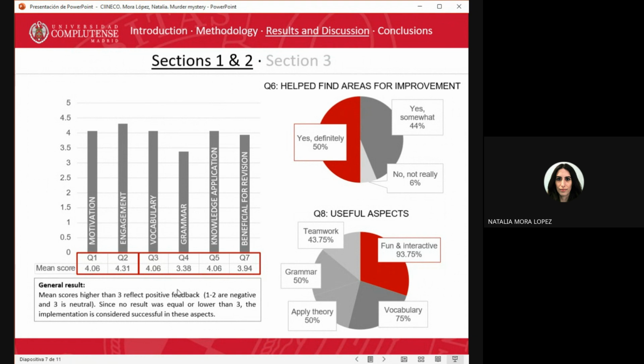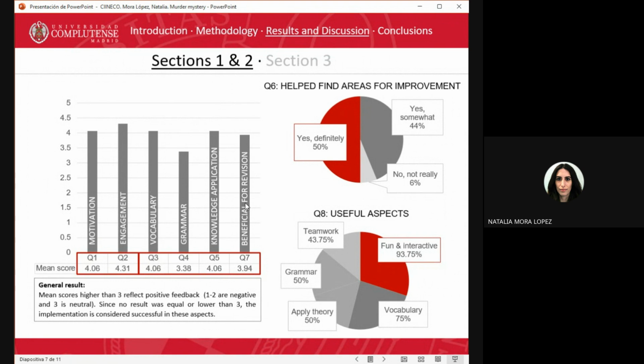For example, we have if it was motivating, so mostly yes. So mostly quite a lot. Let's say 4 is agree, 5 is strongly agree. Engagement, so if the activity was engaging, if it was useful, now we have the second section.